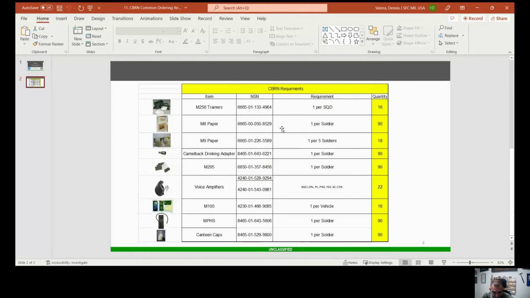Of course, your M100 is one per vehicle. Your MPHS is one per soldier. And then your canteen caps is one per soldier. Like I said, this is just a basic rundown of the things that you require to have on hand and how many you're supposed to have on hand per guidance.